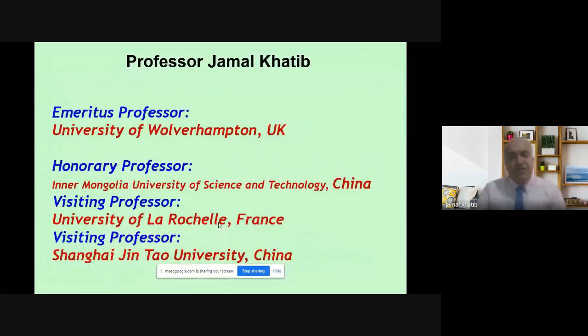In addition to that, as Prof Kumutha mentioned, I'm Emeritus Professor of the University of Wolverhampton, so they still circulate me with the various emails. I'm still to be considered as a member of staff, but without pay. And obviously I'll continue to do so.